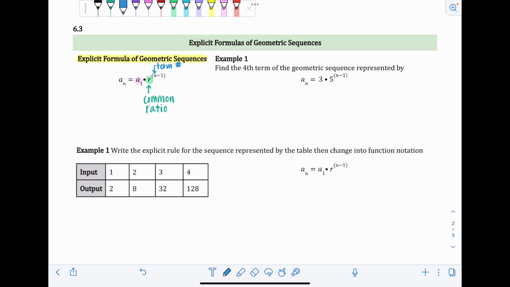Okay, so example 1, find the 4th term of the geometric sequence represented by AN equals 3 times 5 raised to the n minus 1. So it tells us to find the 4th term, and we know that n represents the term number, so n is going to be 4. So we're not writing the rule here, so we don't need to put anything in for A1 or for R, it's already there for us. A1 would be 3, that's the first number, R would be 5. We just need to take our n equals 4 and put it in for n, and then simplify to find out what the 4th term of this sequence would be.